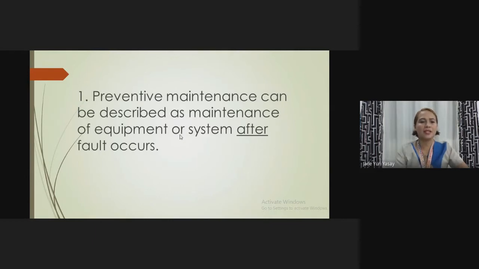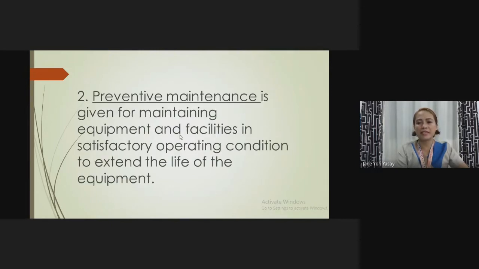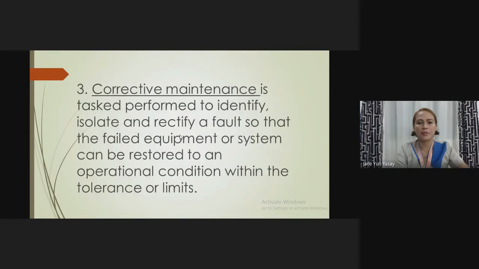Number 1, preventive maintenance can be described as maintenance of equipment or system after fault occurs. Number 2, preventive maintenance is given for maintaining equipment and facilities in satisfactory operating condition to extend the life of the equipment. Number 3, corrective maintenance is tasks performed to identify, isolate, and rectify a fault so that the failed equipment or system can be restored to an operational condition within the tolerance or limits.